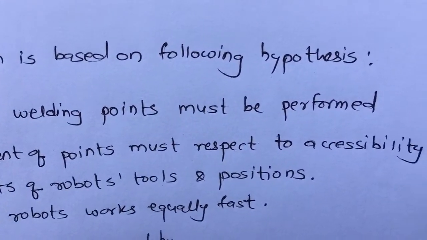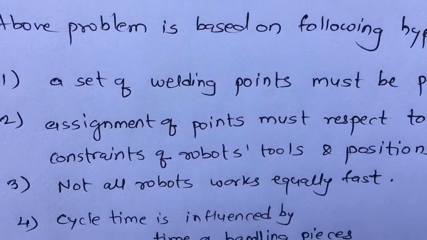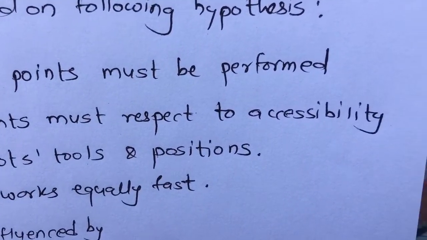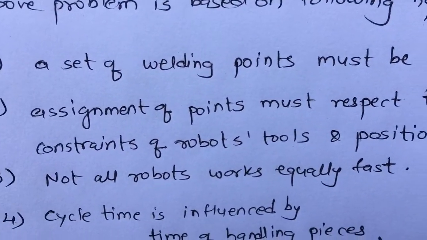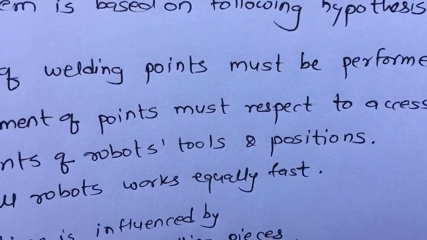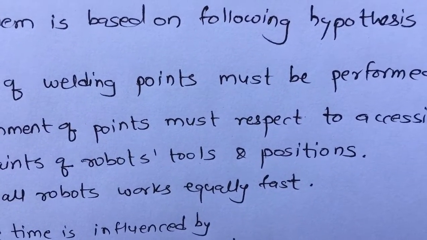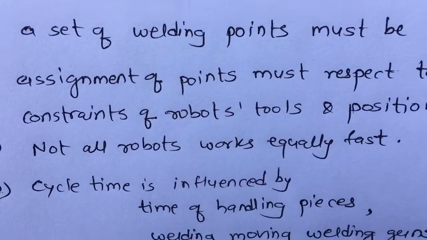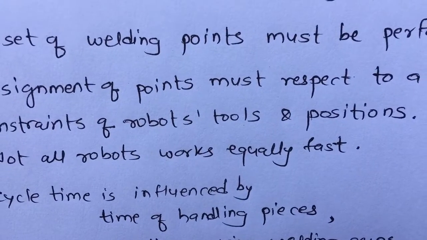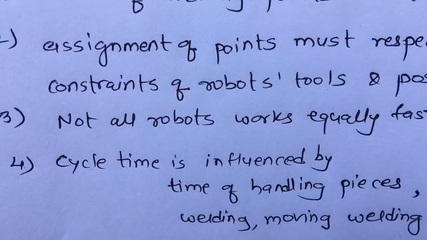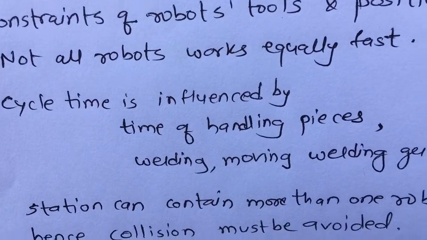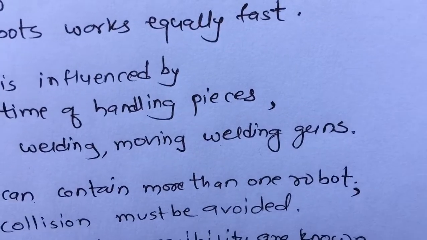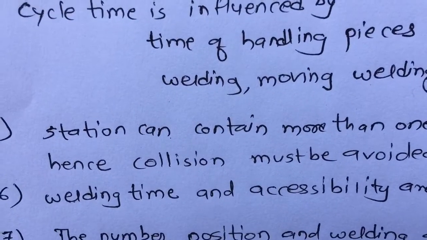A set of welding points must be performed. This is the first assumption. The second assumption is that assignment of points must respect the accessibility, constraints of the robot tool and positions. So it says that assignment of points must respect the accessibility range of the robot tool and position. The third assumption is that not all robots work equally fast in case of a robot cell. The fourth assumption says that cycle time is influenced by time of handling pieces, welding time, moving welding guns and so on. So it gets affected.